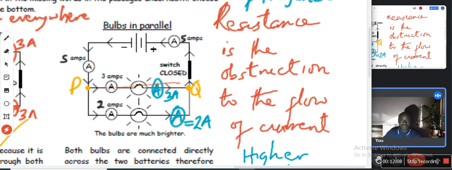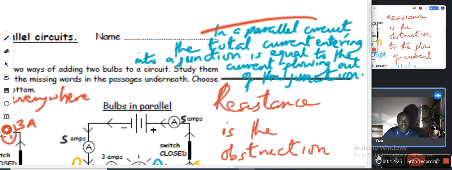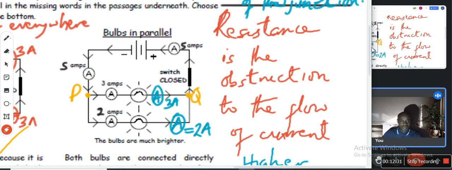3 amps into this route, 2 amps into this route, they meet up again and become 5 amps, continue their journey, or 5 amps until they meet the junction again. Don't forget that in a parallel circuit, the total current that enters a junction is equal to the total current that's flowing out of the junction. Is that understood?